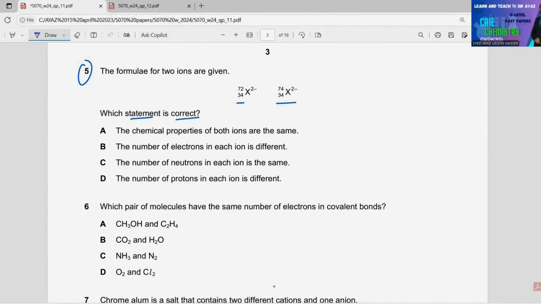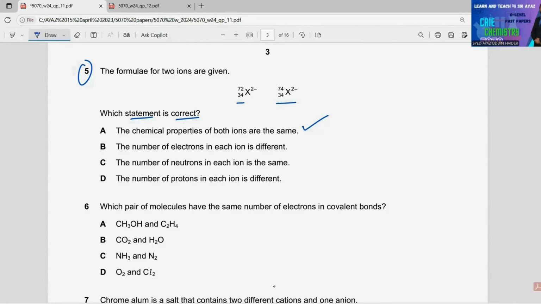The chemical properties for both ions are the same. This must be the right statement because if you look at the number of protons, they are having the same number of protons and the charges are also the same, which is 2 minus. So they must be having the same chemical properties. So this statement looks correct to me. For your convenience, I'm reading the other statements also.